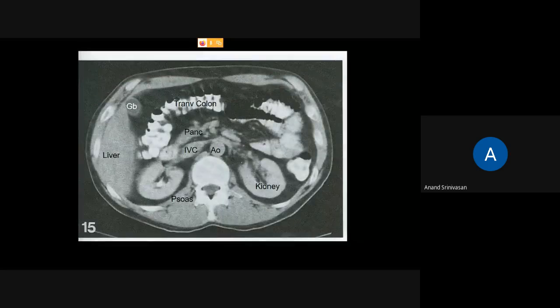This is at a slightly lower level. So now you know that only a small portion of the liver, the left lobe of the liver, is seen. The stomach is finished. This is at the level of the transverse colon, so you are able to see the transverse colon, the pancreas, the kidneys, the right and the left kidneys, the aorta and the IVC.